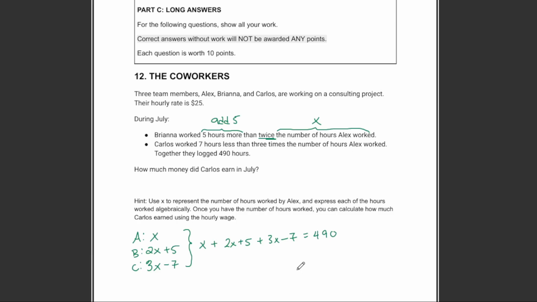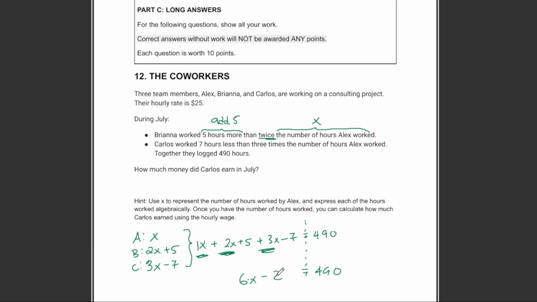Now, let's solve. There's nothing to distribute. There's nothing to divide. Are there like terms? Let's draw a little line here. I have my right side, nothing's going on there. On the left side, I've got x, I've got 2x, I've got 3x. 1 plus 2, if there's nothing in front, it's a 1. 1 plus 2 plus 3 is 6x. 5 minus 7 is minus 2. That's equal to 490. Now, we could just solve this like our multi-step equations. How do I do that? 6 times x minus 2.